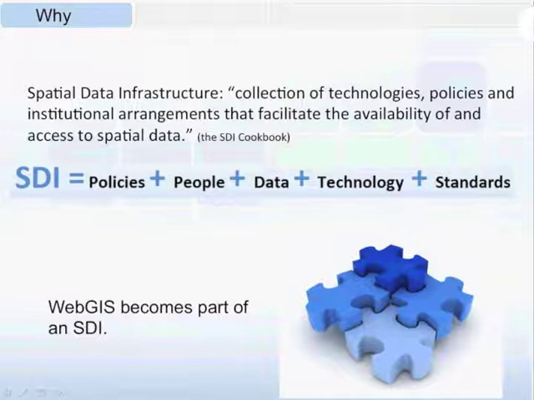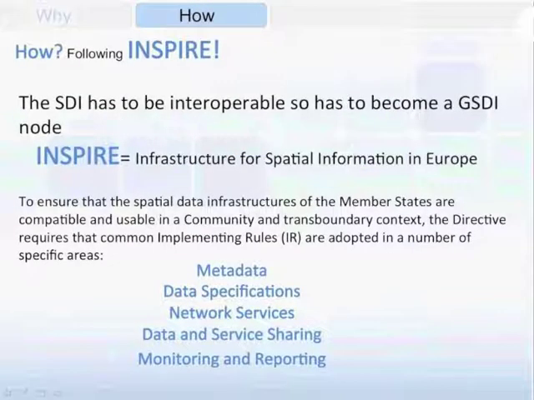This is the definition we have for the spatial data infrastructure, taken from the Spatial Data Infrastructure Cookbook. It is a collection of technologies, policies, and institutional arrangements that facilitate the availability and the access to spatial data. In this context, the original WebGIS can be seen as a part of the whole spatial data infrastructure. How is it possible to achieve such a goal? Following the eEnviPer directive.